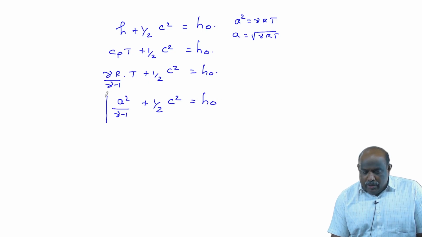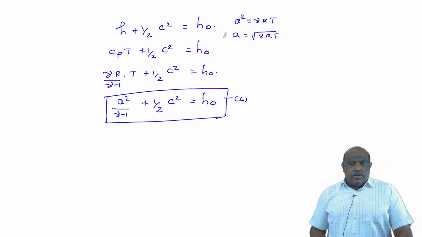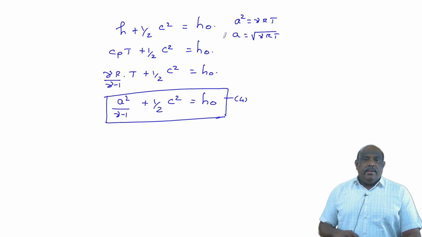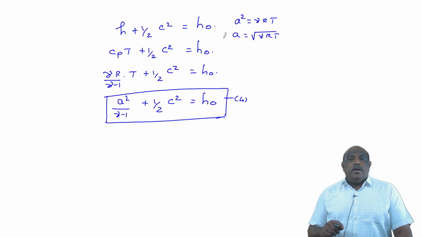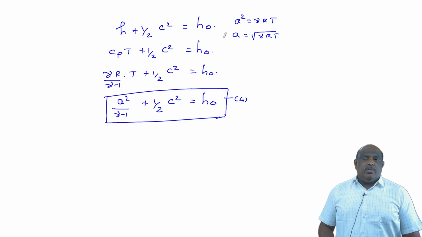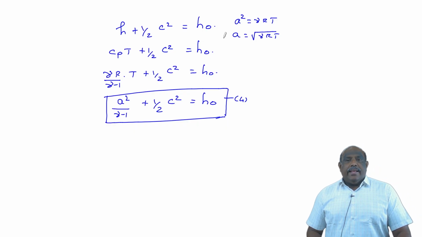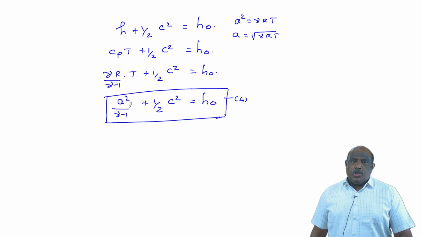So what I want you to visualize is that whenever you are seeing an equation like H naught equal to H plus half C squared, which is nothing but the stagnation enthalpy, your mind should also reflect that A squared by gamma minus 1 plus half C squared equal to H naught. Both are one and the same. There we express in terms of static enthalpy. Here we are expressing in terms of the velocity of sound in air. So A squared by gamma minus 1 plus half C squared equal to H naught.